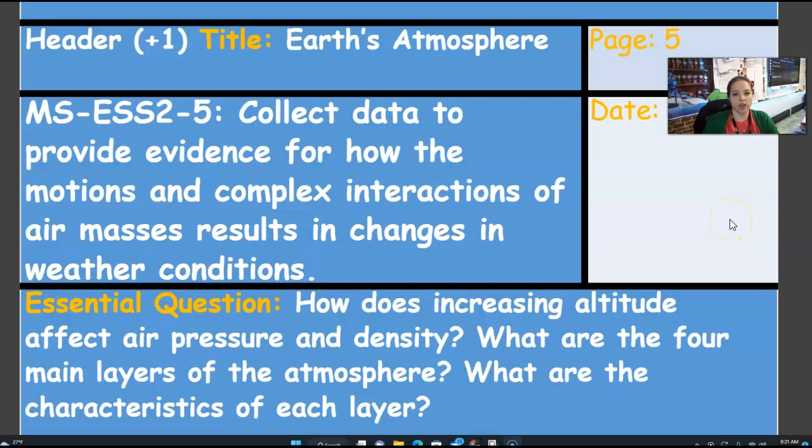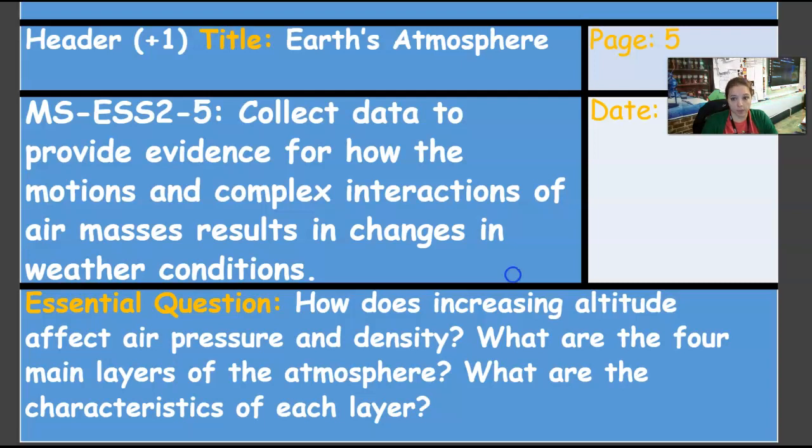Okay, so we're going to start looking at Earth's atmosphere. This is going to be page 5. It's the back of page 4, the back of the water cycle notes. How does increasing altitude affect air pressure and density? What are the 4 main layers of the atmosphere, and what are the characteristics of each layer?